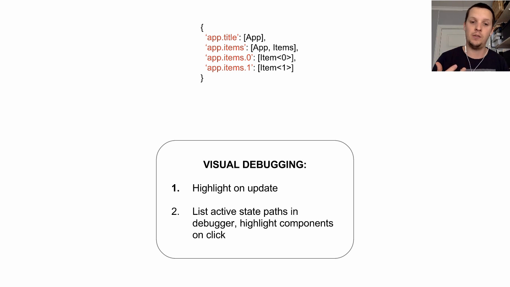But we can also bring this into the debugger. So imagine inside the debugger, you would have a list, like you see in the object above here: app.title, app.items, app.items.0, and so on. And when you click these paths, Cerebral will do the same thing, highlight those components. So you can very easily see what components are interested in specific state paths that actually are active in your application at the moment you click. And that, I think, is really, really powerful. So I'm looking forward to implementing that.